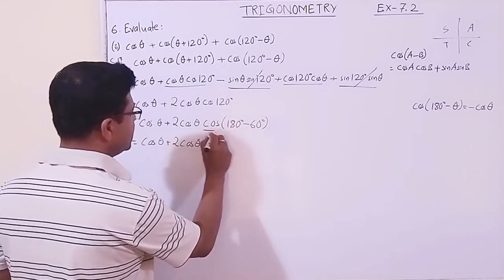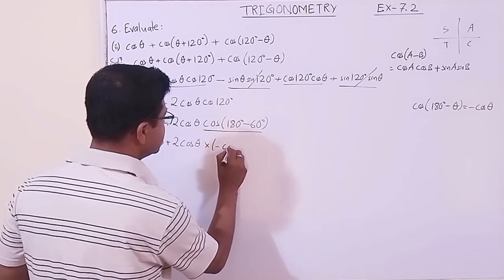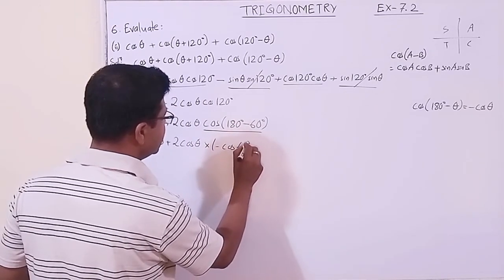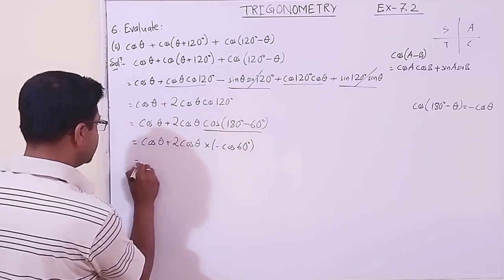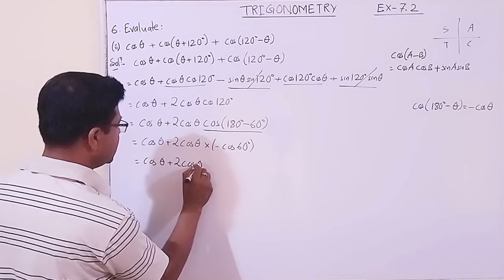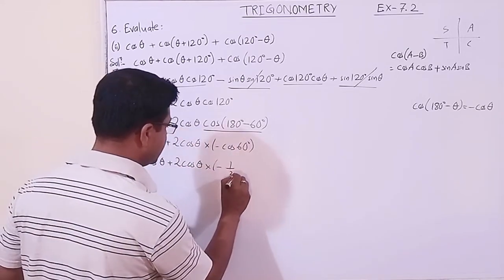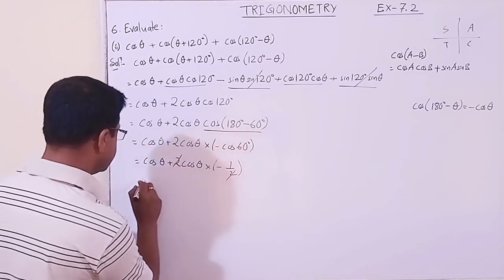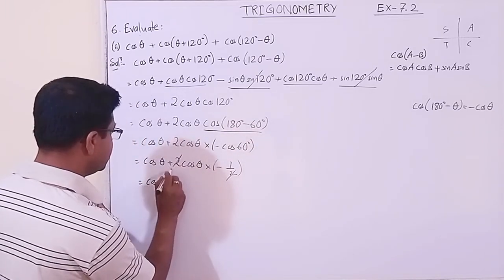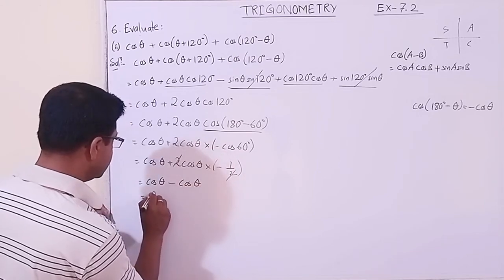Okay, now what is the value of this? Its value is minus cos theta. What is theta here? 60 degree. It is just like the last question. Cos theta plus twice cos theta into minus cos 60, which is half. So you see these two will get cancelled. So this is cos theta plus minus minus cos theta is equal to 0.